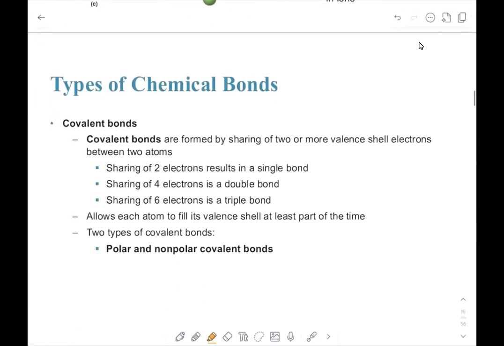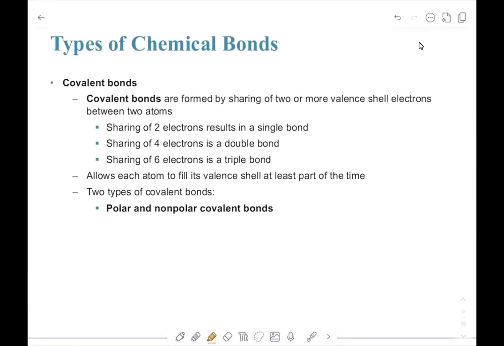The next type of bond is called a covalent bond. And covalent kind of looks like the word colleague, where you're sharing a workspace with someone. So think of the word sharing. In this case, atoms are sharing two or more valence electrons between two atoms. When they share two electrons, that results in a single bond. When they share four electrons, that results in a double bond. And when they share six electrons, that results in a triple bond. We're going to see that on the next slide.